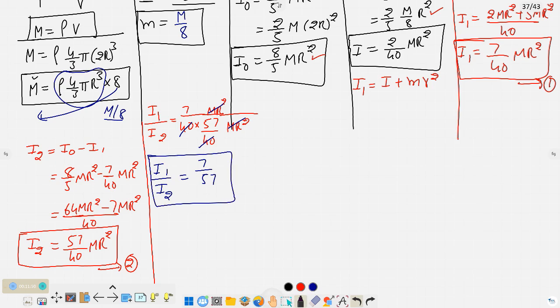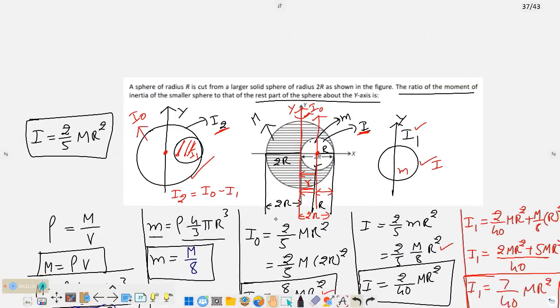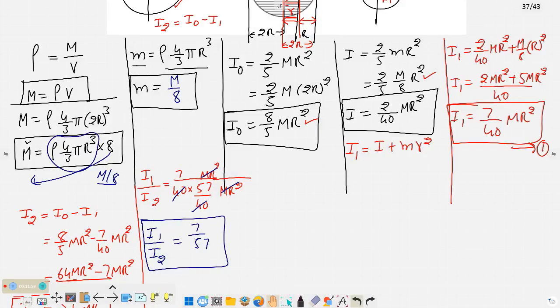So if you check the options of this question, what are the options we have? We did not have options. Now let's check the options of this question. So here the options are given. First option 7 by 8, 7 by 40, 7 by 57, 7 by 64. So which option is correct? The third option is correct for this question.